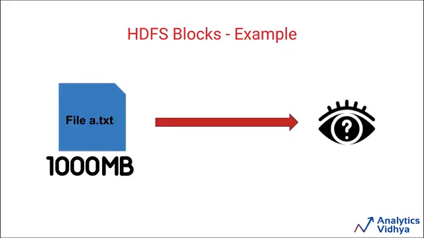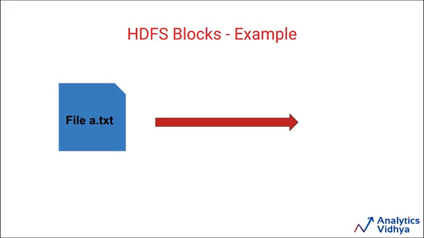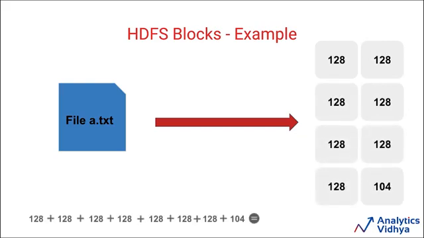Let's say that we want to store a file with a size of 1000 MB on HDFS. Take a while to think how many blocks will be created for this file in Hadoop 2. Think about it for a second. This file will be divided into 8 blocks. 7 blocks comprise 896 MB, where each block is 128 MB, and the remaining 104 MB will go to the 8th block. And you can see here that 128 times 7 plus 104 adds up to 1000 MB.